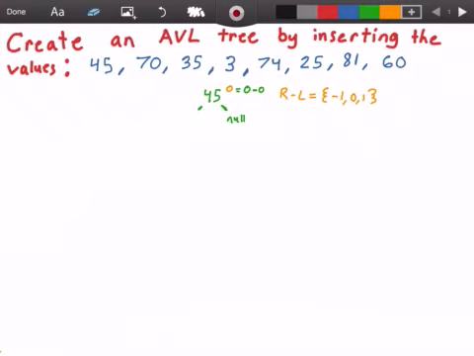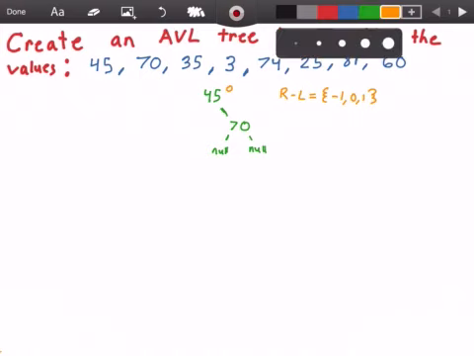So let's go ahead and erase this. Now, let's insert the value 70 into the tree. 70 is greater than 45, so 70 is going to go to the right of the node 45. So we place 70 to the right of 45, and we need to check our balance factors again. 70 has a balance factor of 0 because the left subtree is null and the right subtree is null. So we get 0 minus 0, which equals 0.